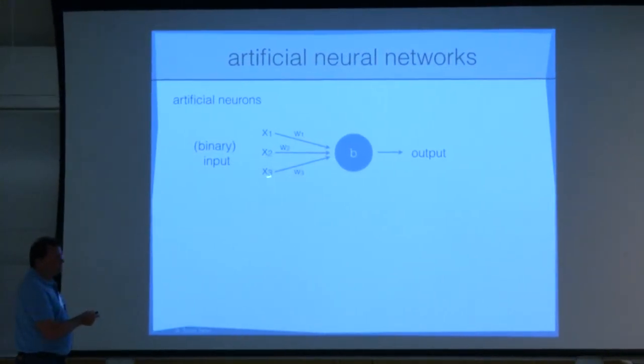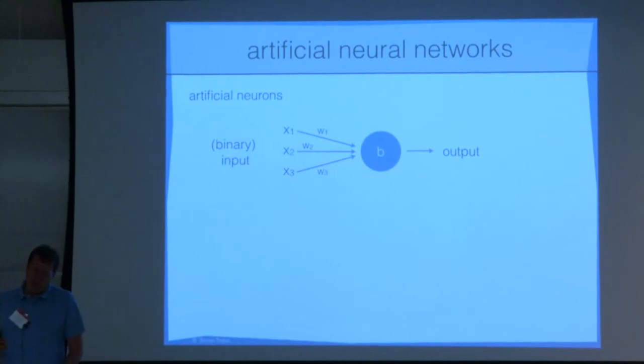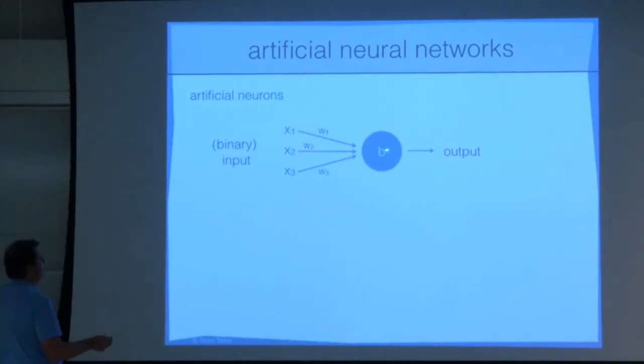So there's a couple of legs coming in here, and every input leg, x1, x2, x3, has some value. It goes into the artificial neuron, and it's weighted. So every input has some weight associated with it, w1, w2, w3. It goes in here, and then when it's in there, it's compared to a bias. That's a number. And then it generates an output.